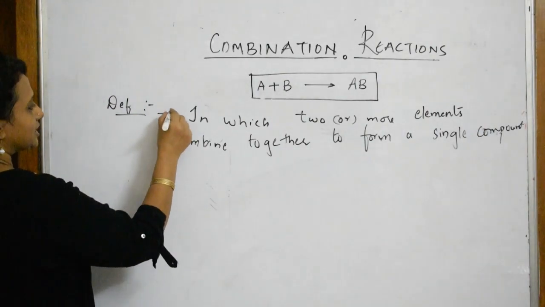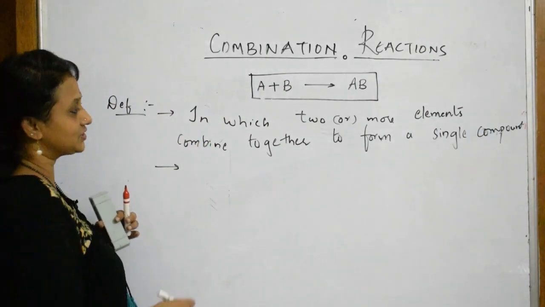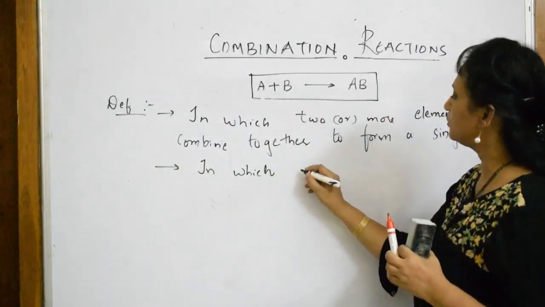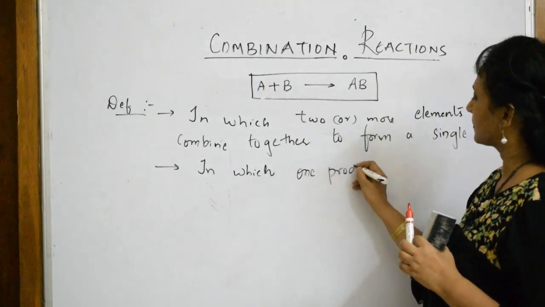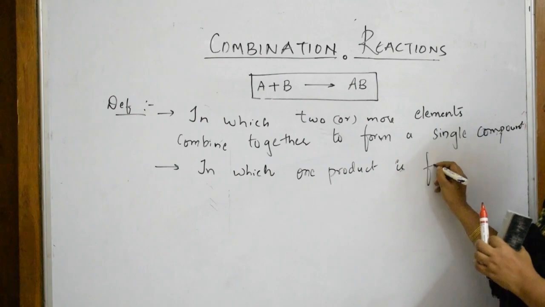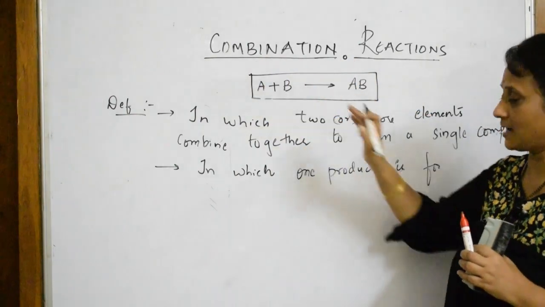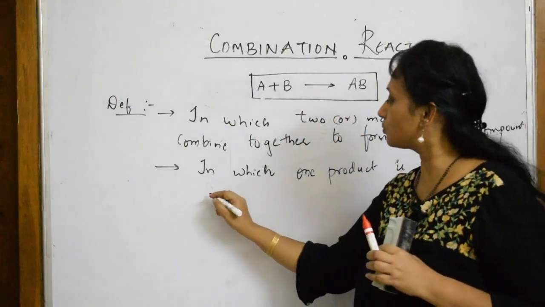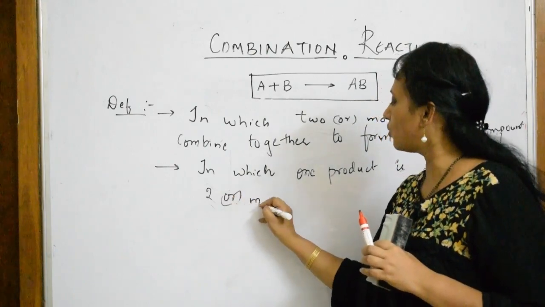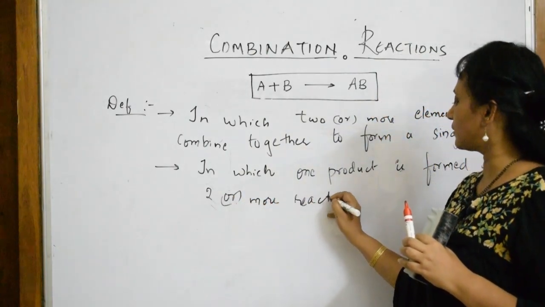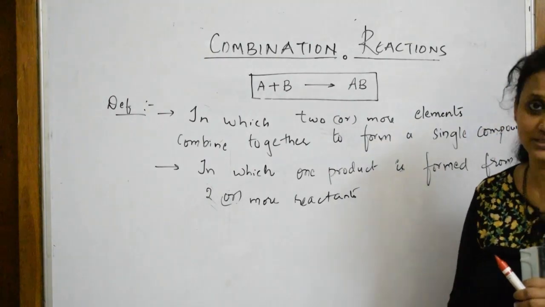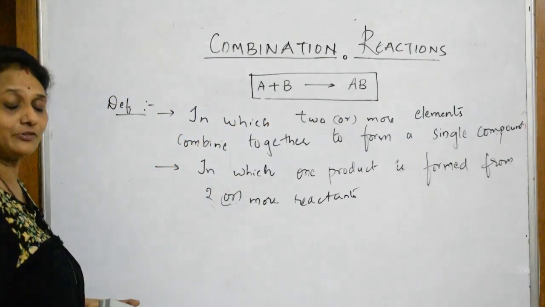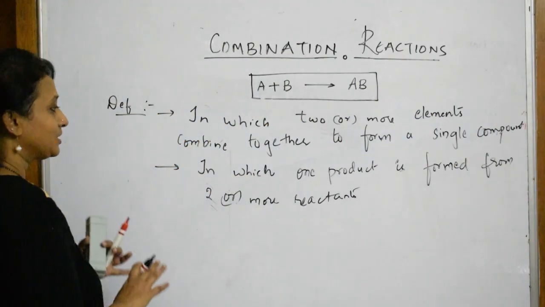Let us write it. Combination reactions are those reactions in which one compound or one product is formed from two or more reactants. We know these are the products, we know these are the reactants. If you write products, you will be writing reactants. If you write compound here, you will be writing elements there. Or if you write compound, you can write atoms also, no problem. So this is the definition.